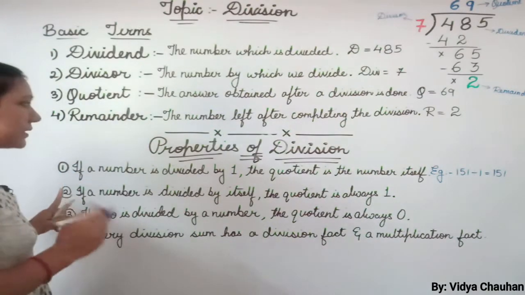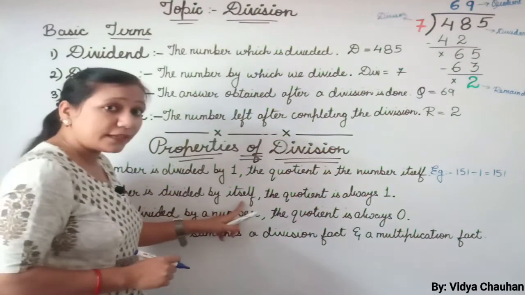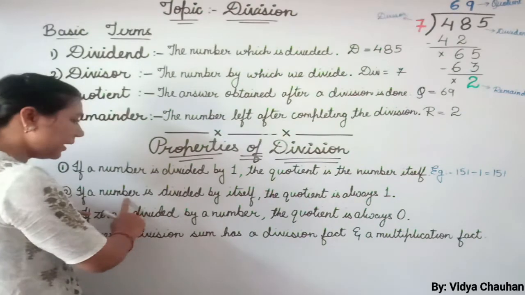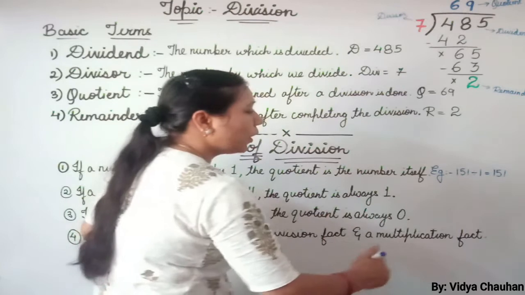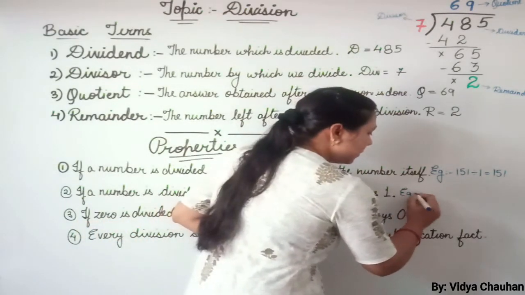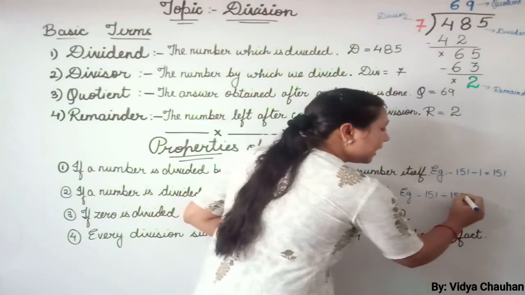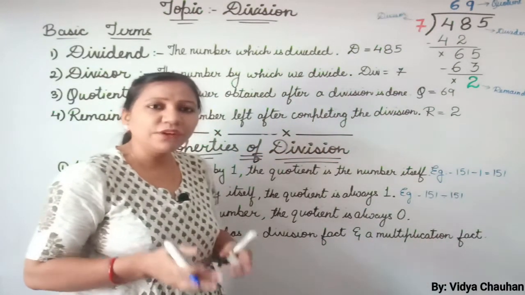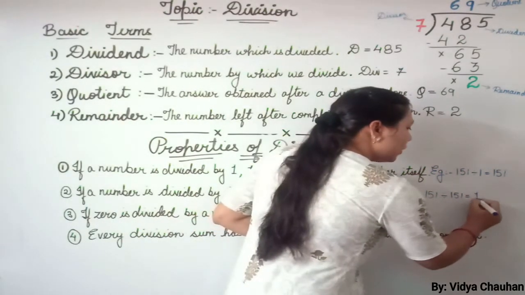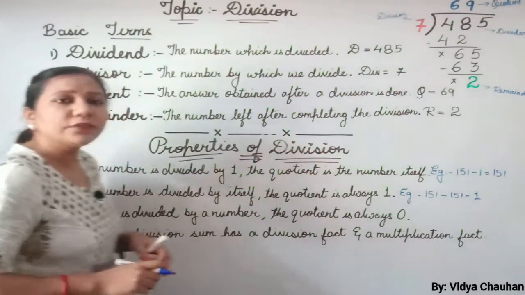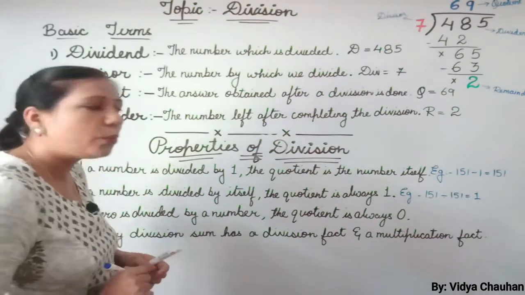The second property says, if a number is divided by itself, then the quotient is always 1. If I take an example, dividing 151 by 151, the answer is always 1. So this is our second property. A number divided by itself always gives the answer 1.